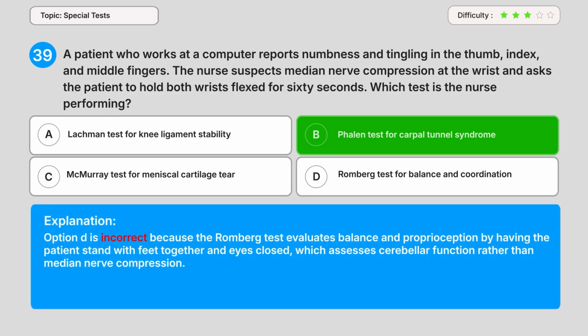Option D is incorrect because the Romberg test evaluates balance and proprioception by having the patient stand with feet together and eyes closed, which assesses cerebellar function rather than median nerve compression.